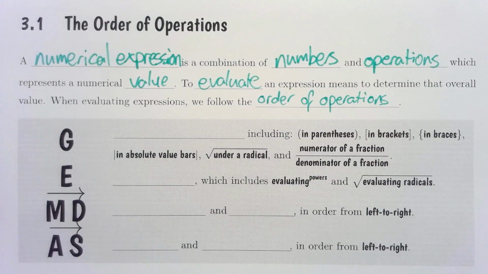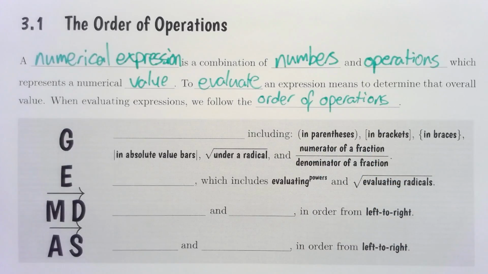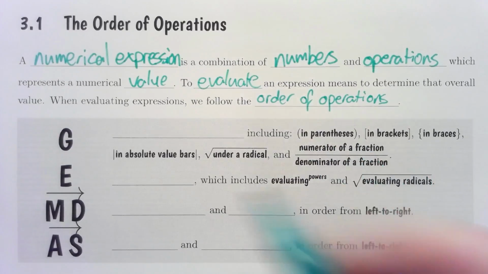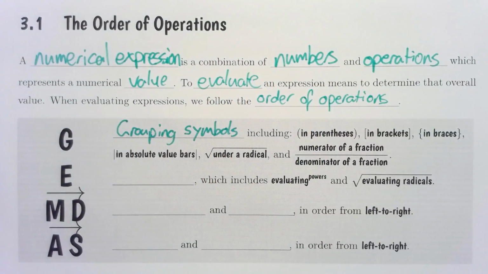Now you may have already learned this as PEMDAS, using P instead of the G that we have here. The reason for this change is that parentheses are not the only thing that can be used to group things together. Parentheses do that, but we can use these other symbols such as brackets, braces, absolute value bars, radicals, and fractions to group things together. So instead, we'll use G for grouping symbols.